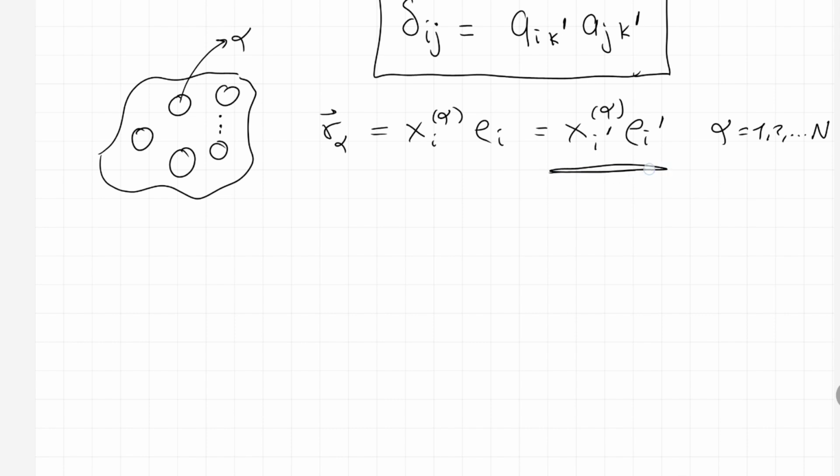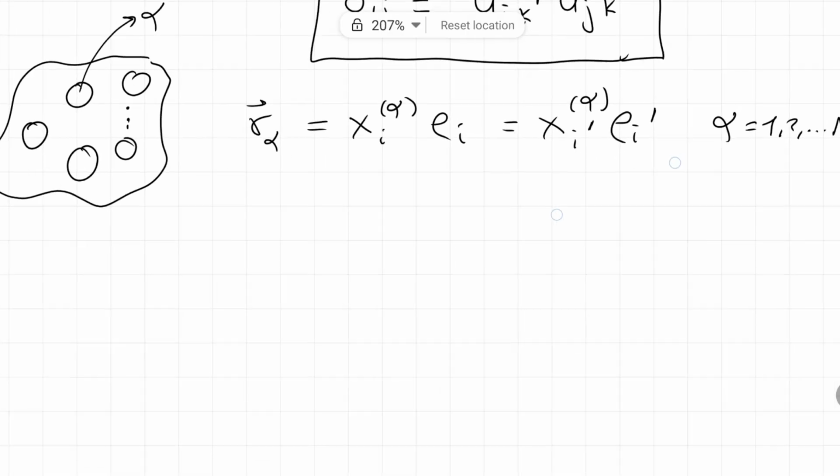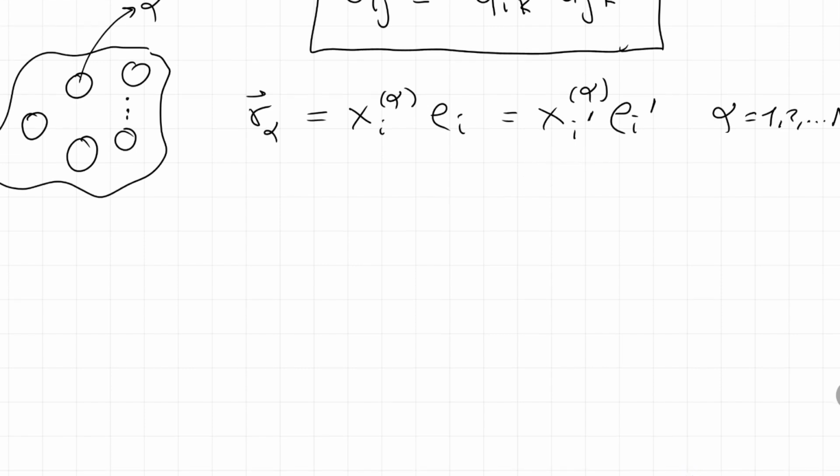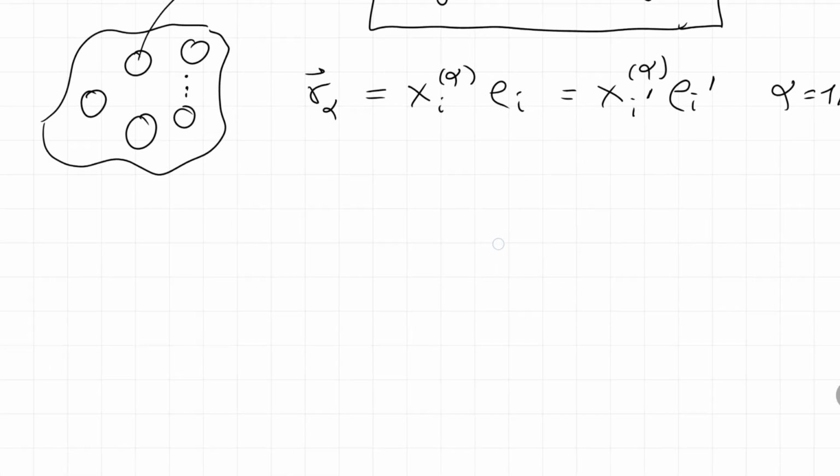Remember that this is fixed to the rigid body, so that means that these coordinates are not going to change in time, because the coordinate system is moving with the rigid body, so the position of the particles that compose the rigid body with respect to the prime coordinate system are not going to change. Okay? And on the other hand, these components are actually going to change in time.